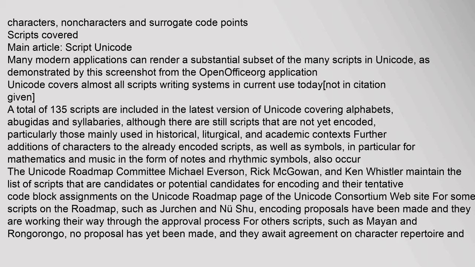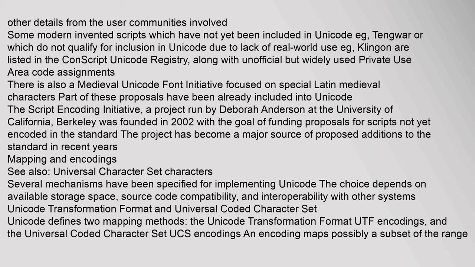The Unicode Roadmap Committee, Michael Everson, Rick McGowan, and Ken Whistler, maintain the list of scripts that are candidates or potential candidates for encoding and their tentative code block assignments on the Unicode Roadmap page of the Unicode Consortium website. For some scripts on the roadmap, such as Jurchen and Nüshu, encoding proposals have been made and they are working their way through the approval process. For other scripts, such as Mayan and Rongorongo, no proposal has yet been made, and they await agreement on character repertoire and other details from the user communities involved.